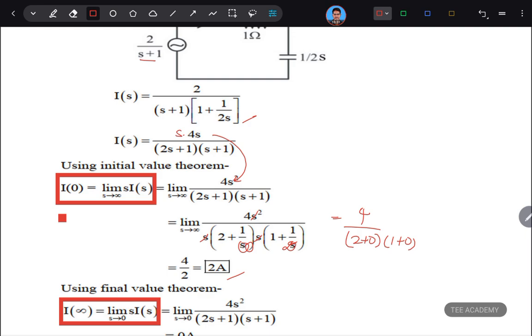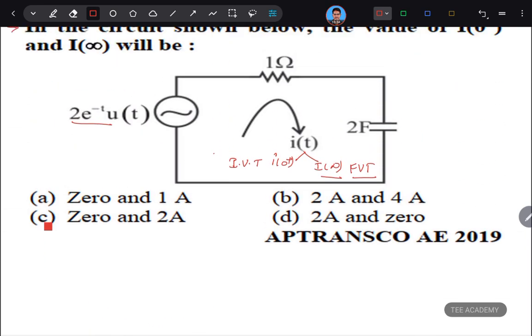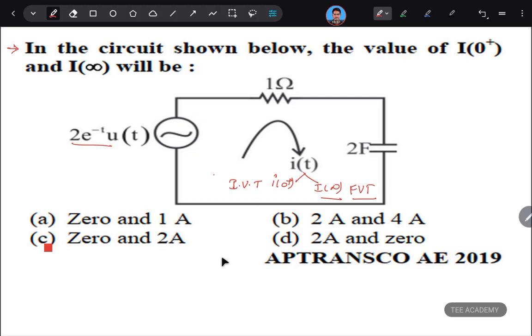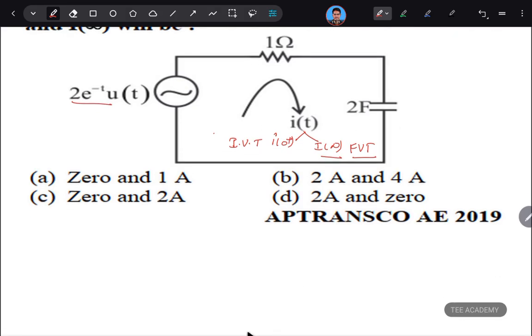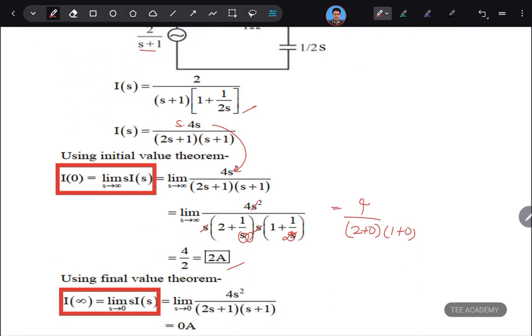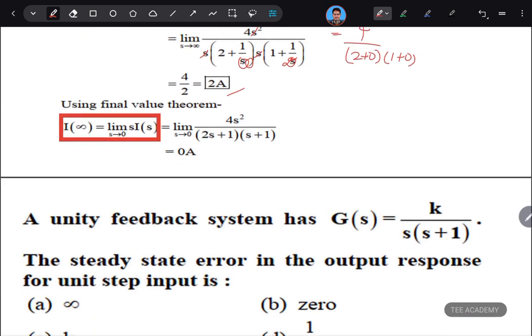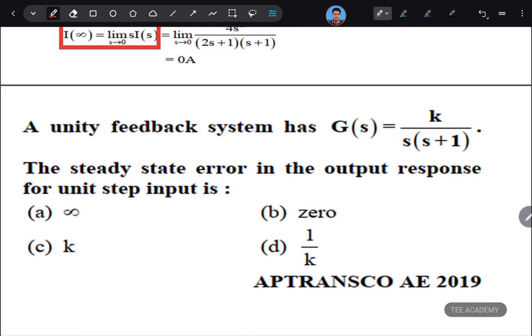See, observe here. What are the conclusions that we can see here? Initially, the capacitor acts as what? It acts as a short circuit for the supply, so there will be a current of 2 amps. And after a long period of time, the final value, the capacitor is going to be an open circuit, so the current will be 0. That concept you can also apply here. Initially the capacitor acts as a short circuit, and later it's going to be an open circuit. Similar kind of concept you have seen in our previous AP TRANSCO AE network solutions, right?